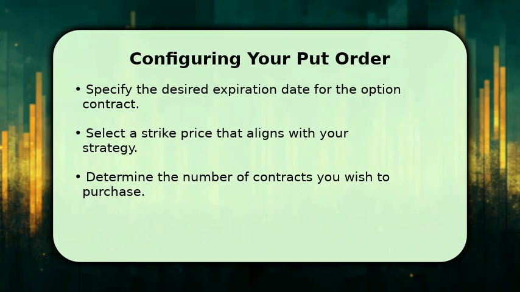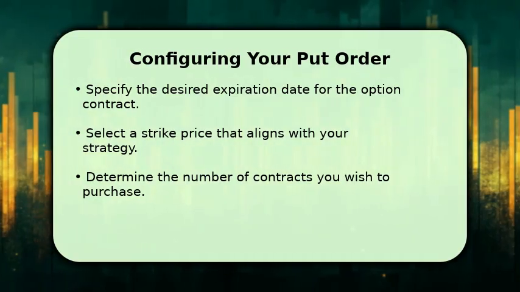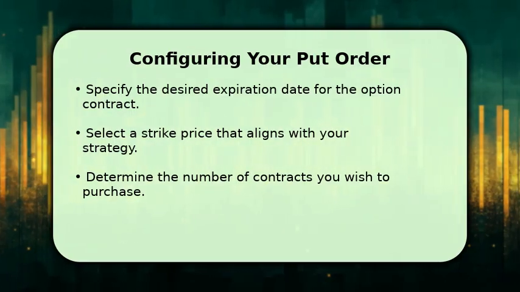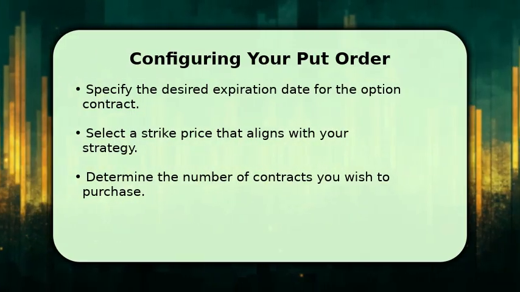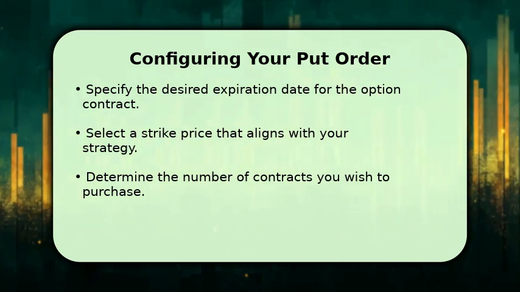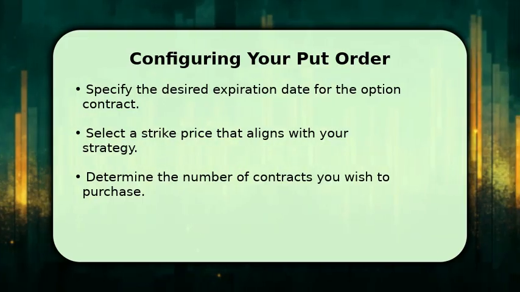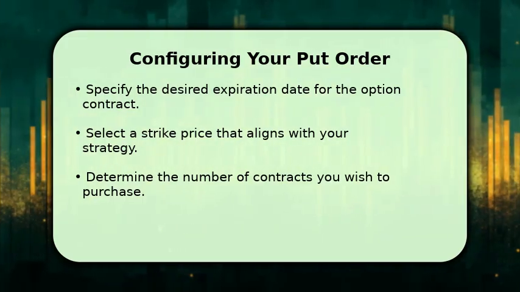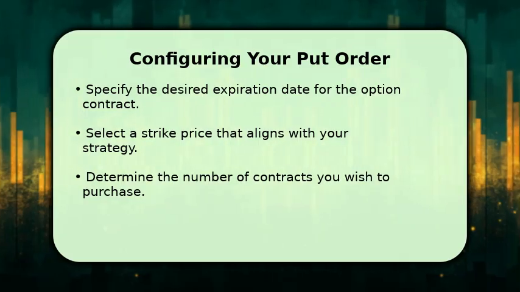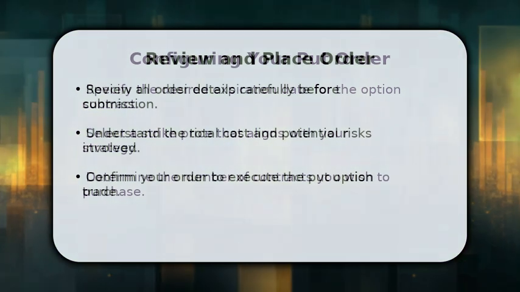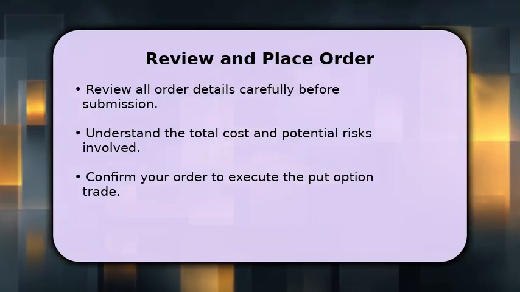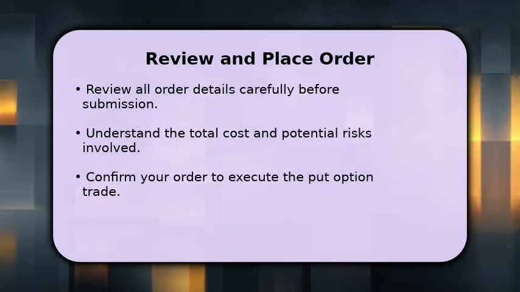Next, you will configure the specifics of your put option. Choose an expiration date that fits your market outlook. This is the date by which the option must be exercised. Then, select a strike price, which is the price at which you can sell the underlying asset. Finally, decide on the number of contracts you want to buy, remembering that one contract typically represents 100 shares of the underlying stock.